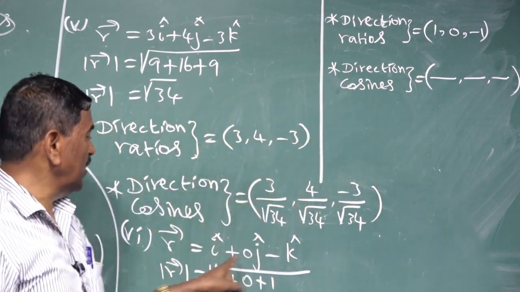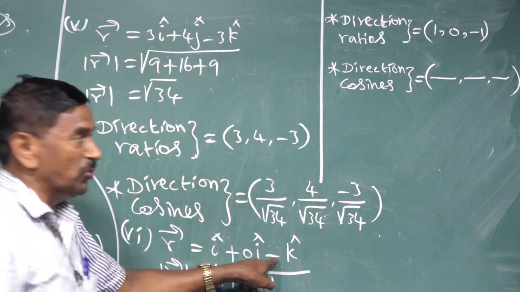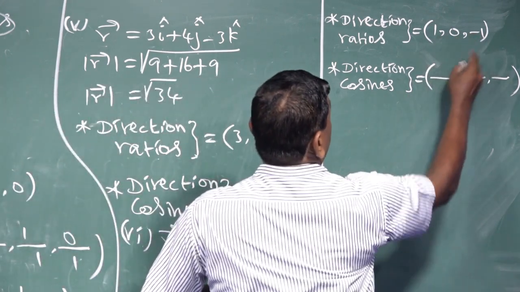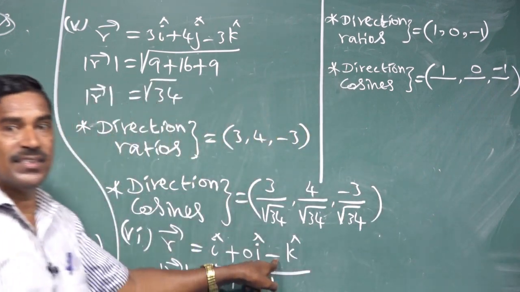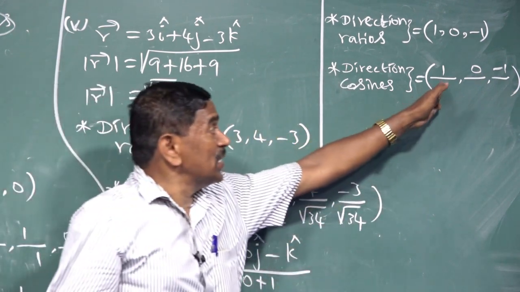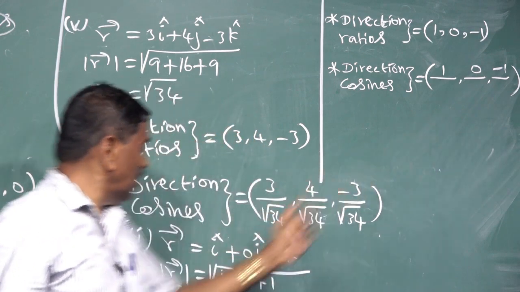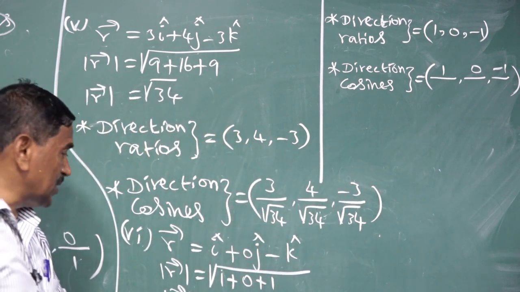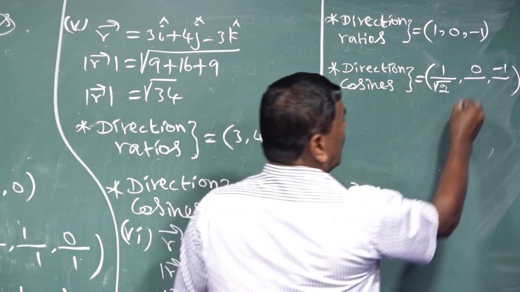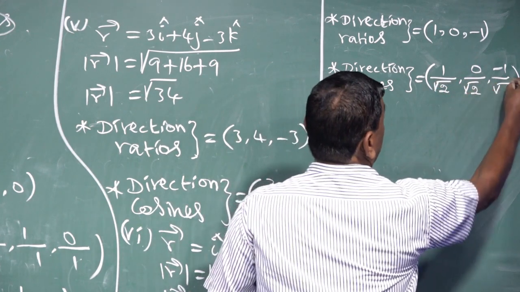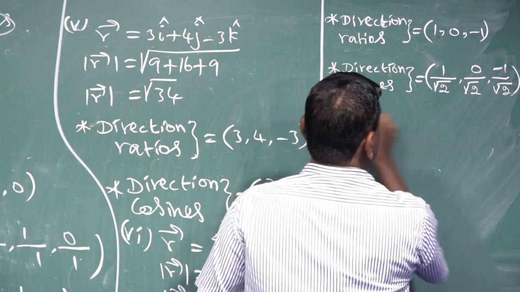What is the numerator? Yes, 1, 0, minus 1. Denominator please: modulus r vector. What is modulus r vector? Root 2. So 1, 0, minus 1, each divided by root 2. Subdivision 6 completed.